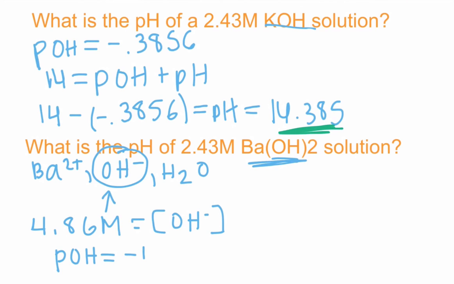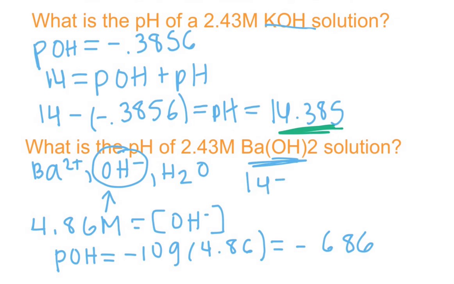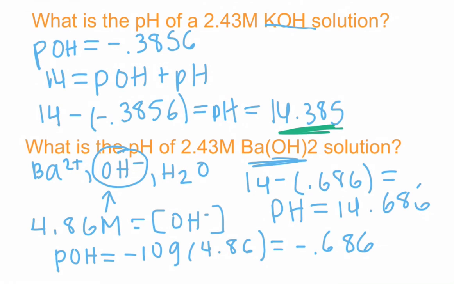And then we want to plug that into our pOH equation, which is the negative log of the concentration of OH-, which we know is 4.86. Take the negative log of 4.86, and we get negative 0.686. And then when we want to find our pH, we just have to subtract that negative number. So we get our pH to be 14.686. And because it's greater than 14, we know it's going to be a super basic solution. And that is it.